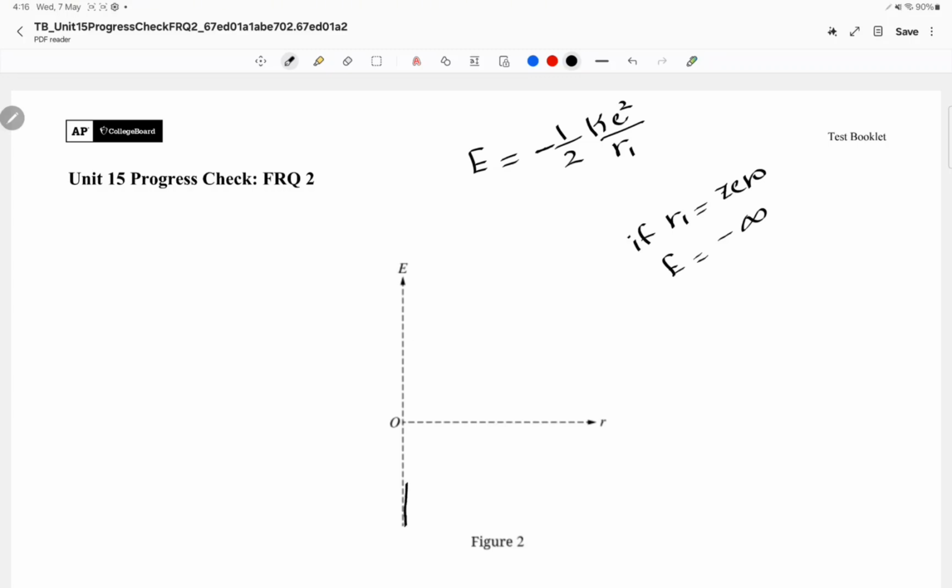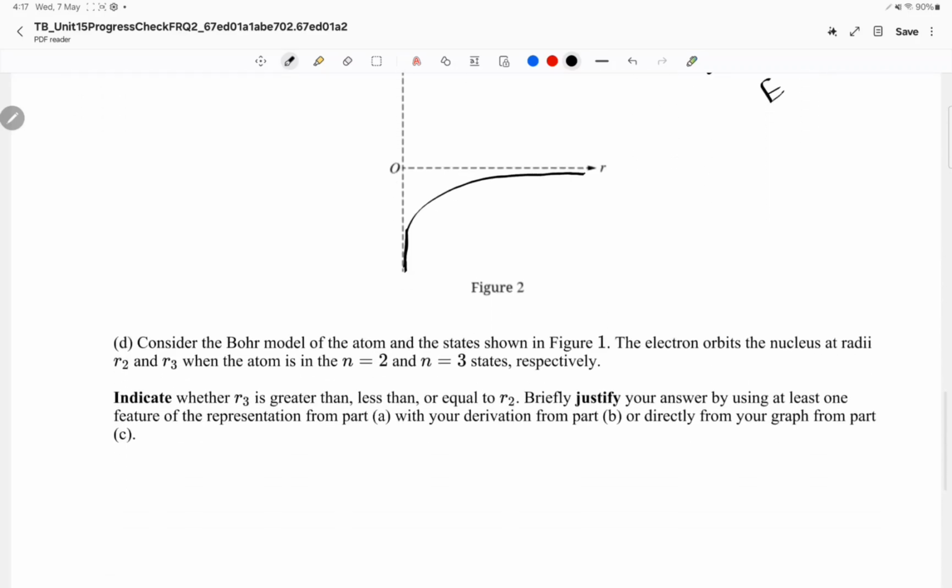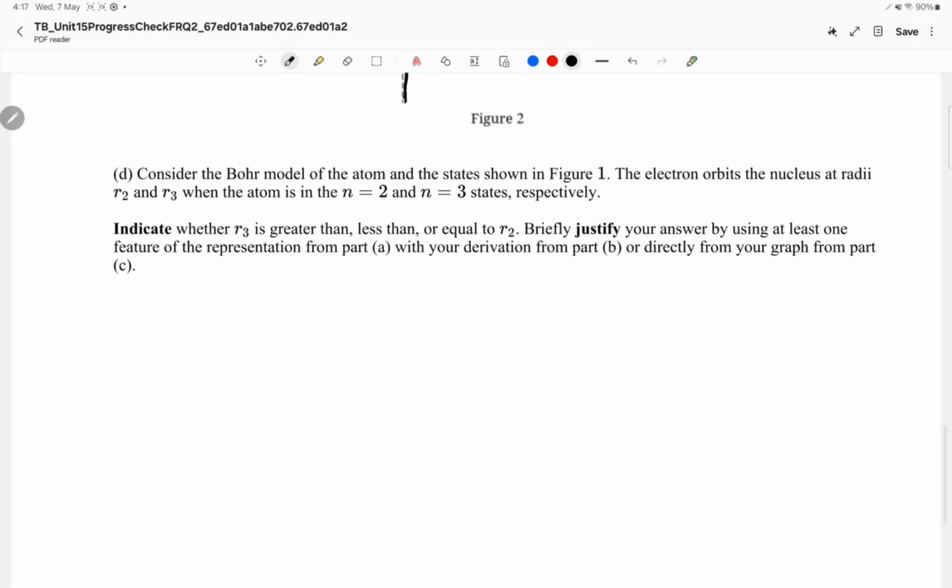Okay? In the beginning, right? But then as the r1 gets larger, so your denominator gets larger, what happens to your value of E? It decreases, right? But again, it's negative. So as the r gets bigger, the E becomes closer to 0. Okay.